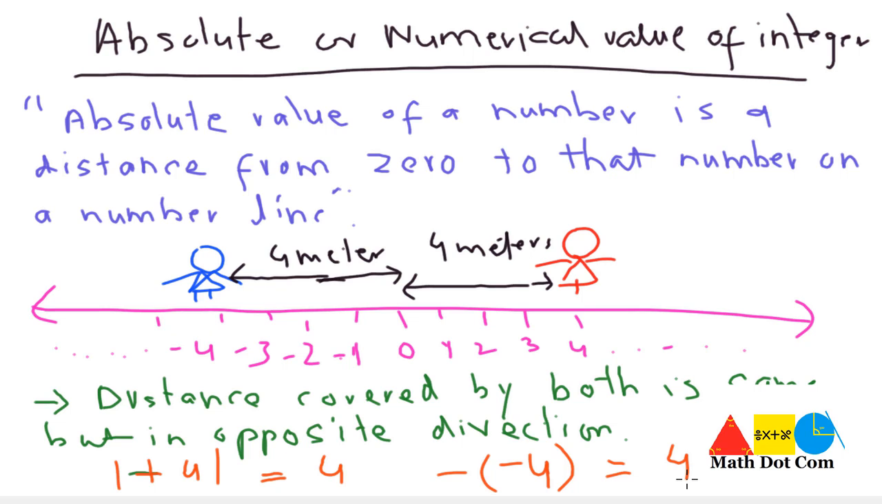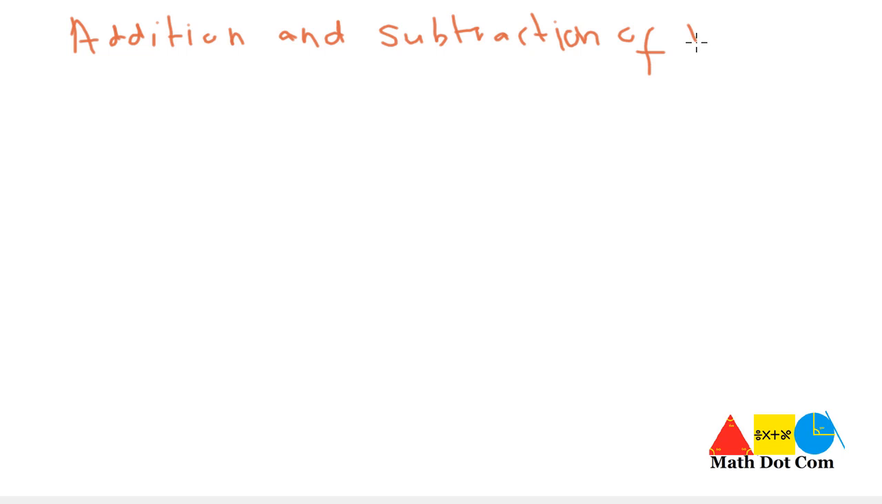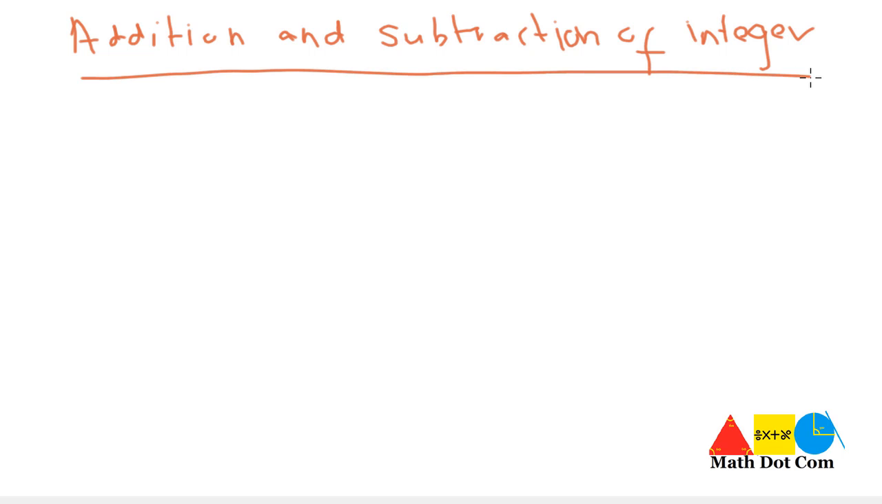Okay, so this was the concept of absolute or numerical value of integers. Now we will see how the addition and subtraction of integers can occur. Addition and subtraction of integers. How can it be done?